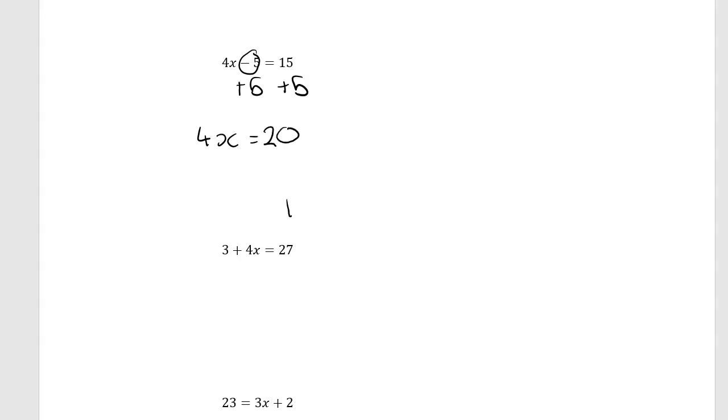Alright, now we can focus on the x's. So 4x is 4 times x, so the opposite of a times is a division. So divide 4 from both sides. So we've cancelled those two 4's out, so it's just x equals 20 divided by 4 is 5. Alrighty.